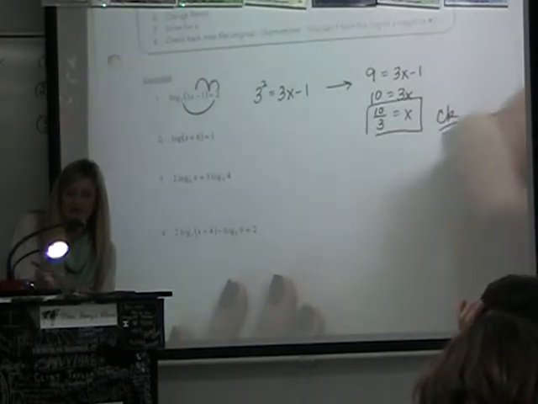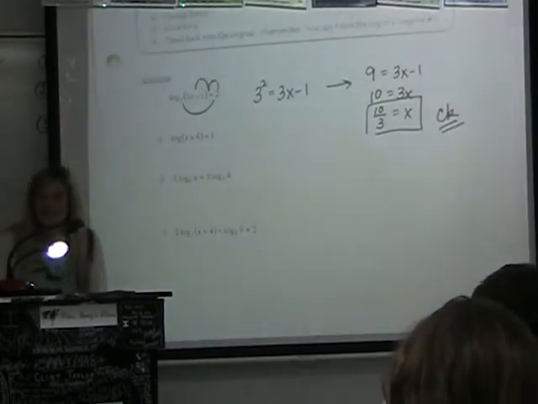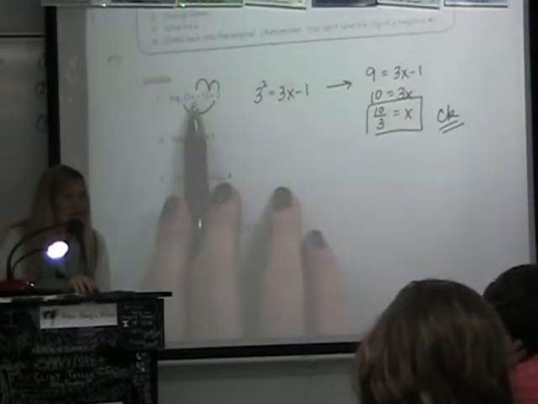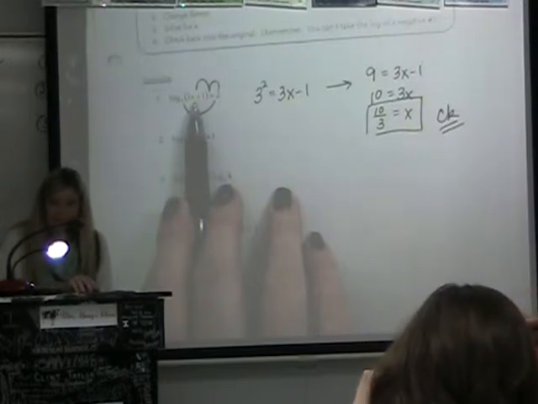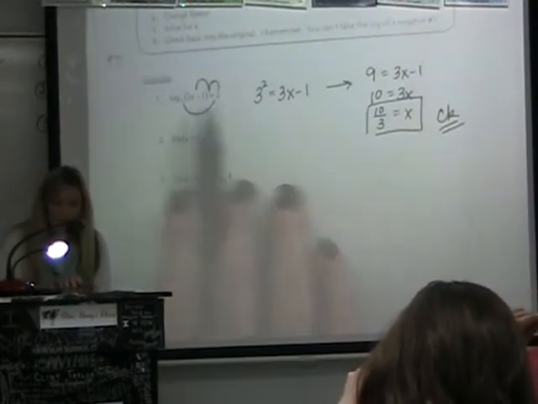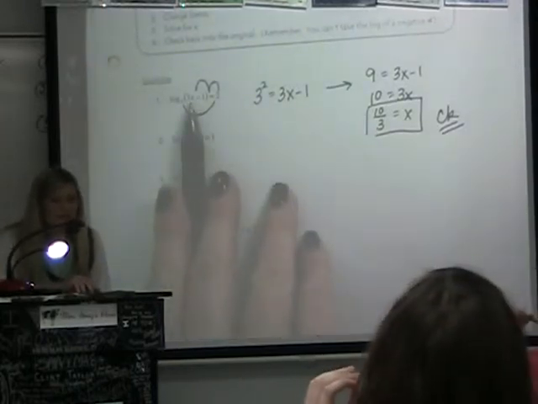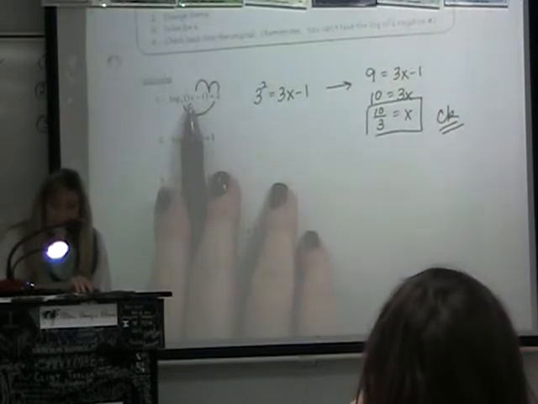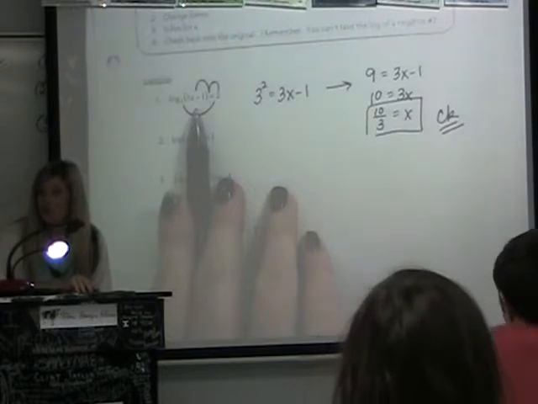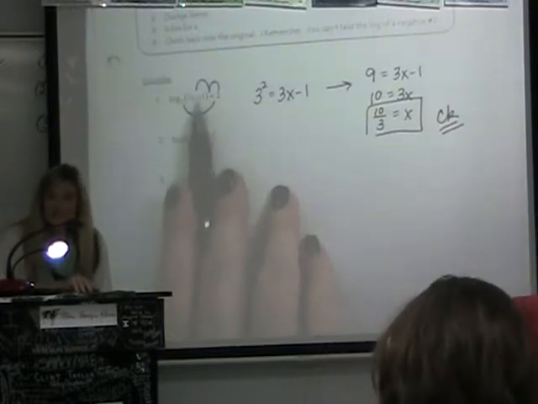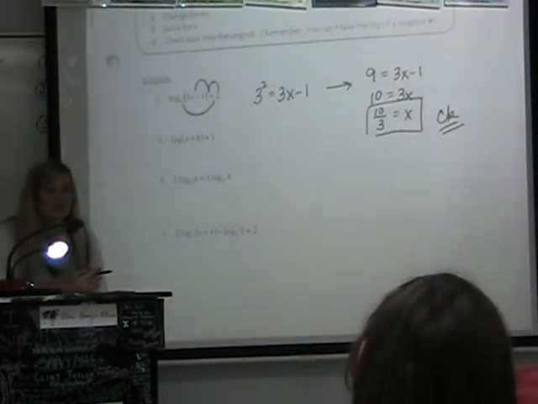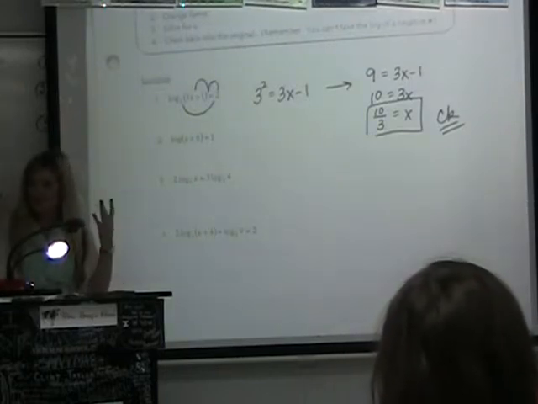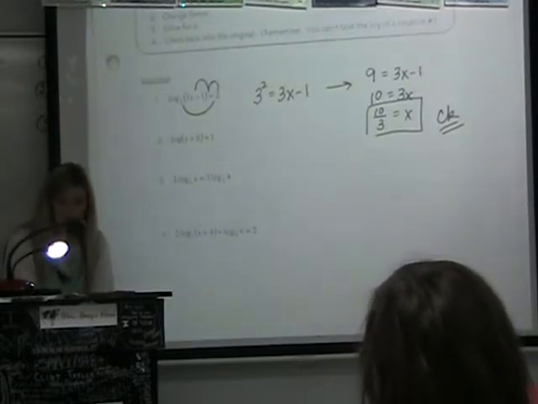Make sure that you check it. And when I say check it, you don't have to write anything down. All I'm wanting you to do is put 10/3 back into the original and make sure you're not taking the log of a negative number. That's all you're doing. So if you put 10/3 in for x, what's 3 times 10/3? 10. Excuse me, 10. And 10 minus 1 is just 9. So we're good. We're in the clear. As long as that doesn't give you a negative number there, that's all I mean by checking it. You don't have to write anything down. Most of the time you don't even have to type it in the calculator. You can kind of just do it in your head. That's what I mean by check your answer.